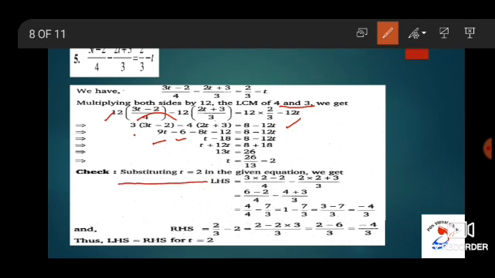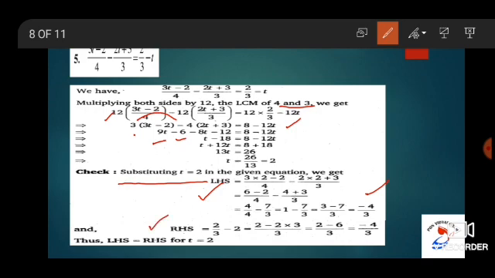That is, substituting the value for t as 2 in the given equation, for the left hand side, it will be (3 into 2 minus 2) by 4 minus (2 into 2 plus 3) by 3. That is equal to (6 minus 2) by 4 minus (4 plus 3) by 3. That is 4 by 4 minus 7 by 3. That is equal to 1 minus 7 by 3, which will give you the result as minus 4 by 3 for the left hand side.